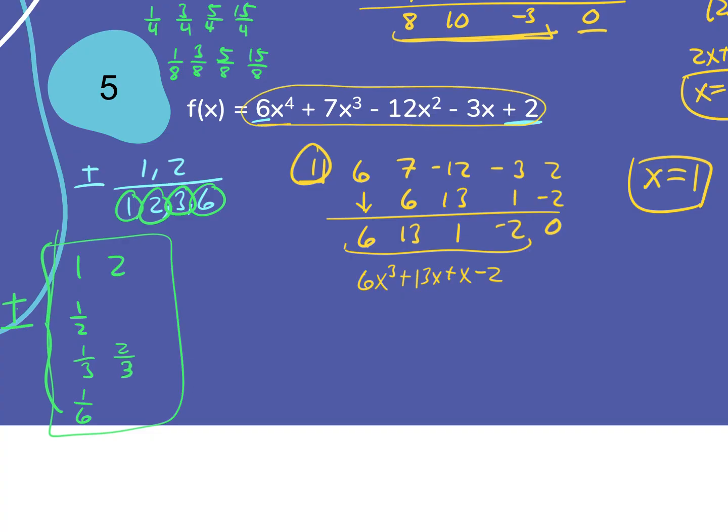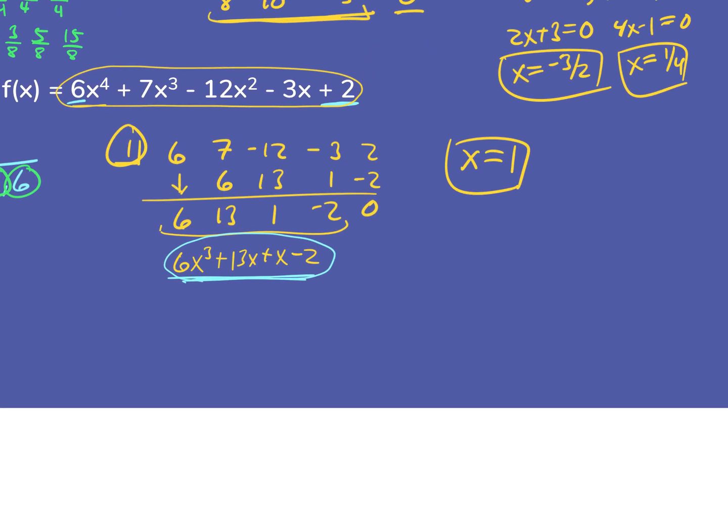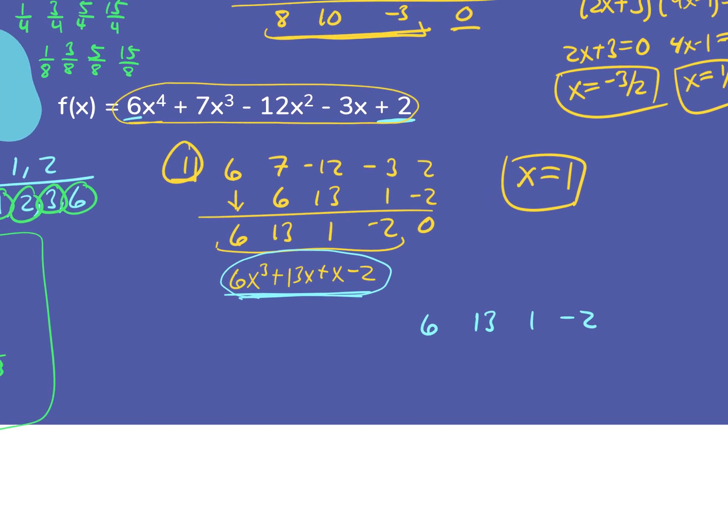Now that we've narrowed it down to be this as our remaining factors, I'm going to use these coefficients as our numbers for synthetic division. So I'm going to use the 6, the 13, the 1, and the -2. And then hopefully you see that that's a lot easier than using these numbers up here. I don't have to use these numbers again if I already found one that works. I only have to deal with whatever's remaining. And thankfully we have the exact same possibilities. We have the 6 and the 2.